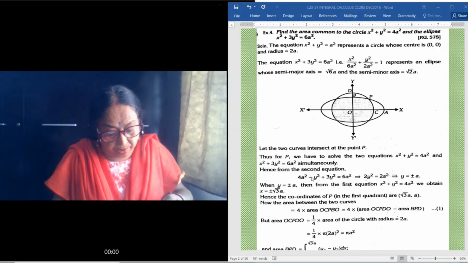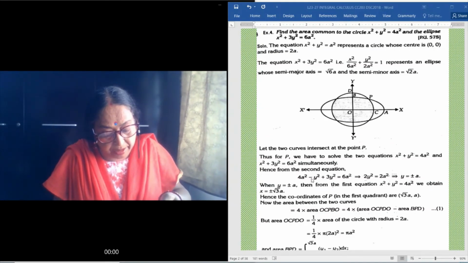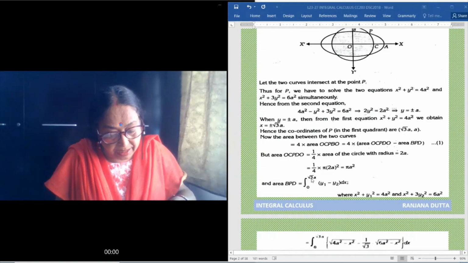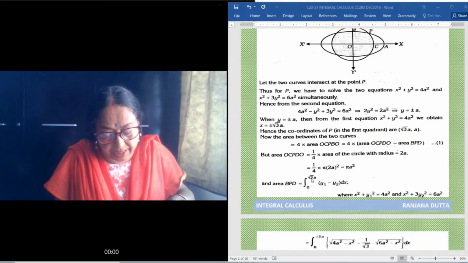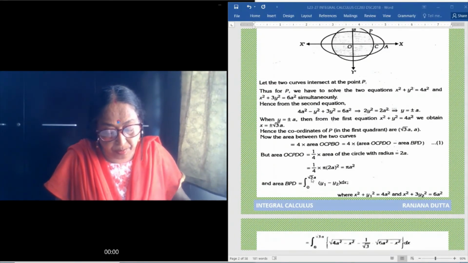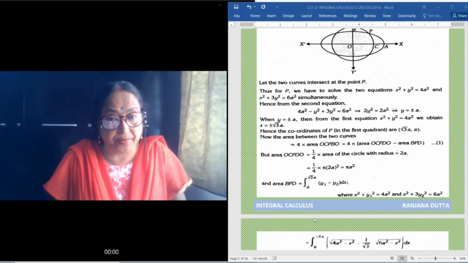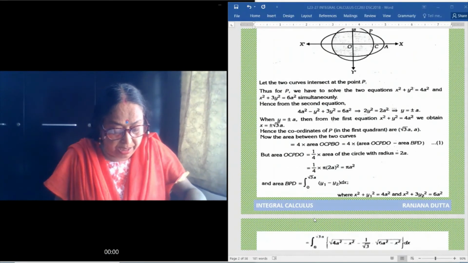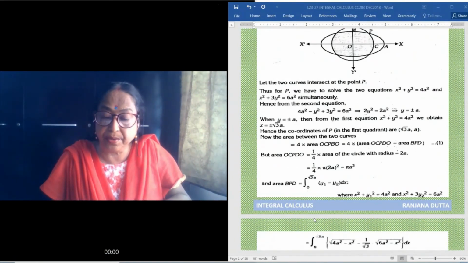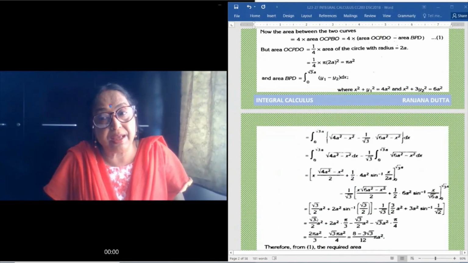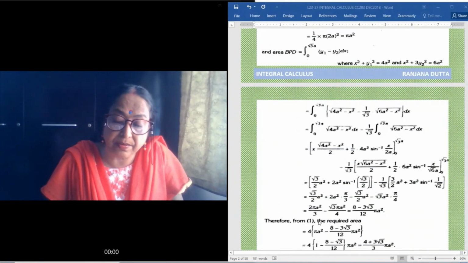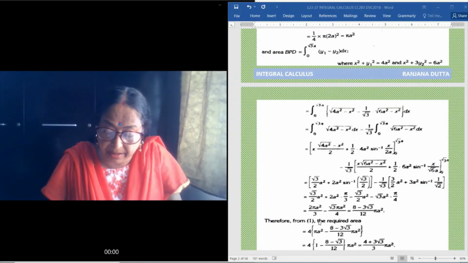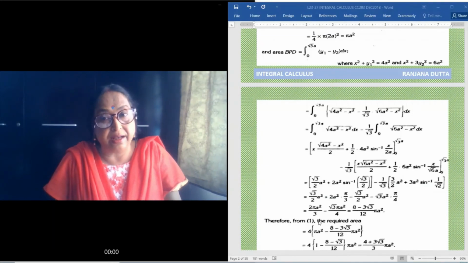Now for the area, again here they are using the Cartesian form also. Here y1 minus y2 into dx, and the limit of x is from 0 to plus minus root 3a. So here it is 0 to root 3a y1 minus y2 into dx. Then putting the value of y1 and the value of y2 and then integrating and putting the limit, we get the required answer.